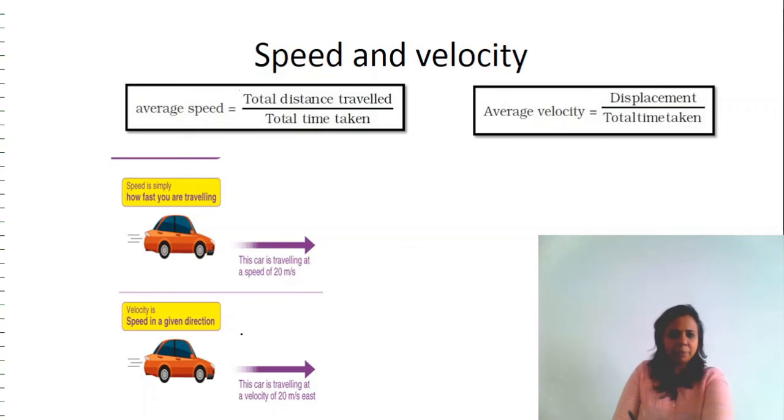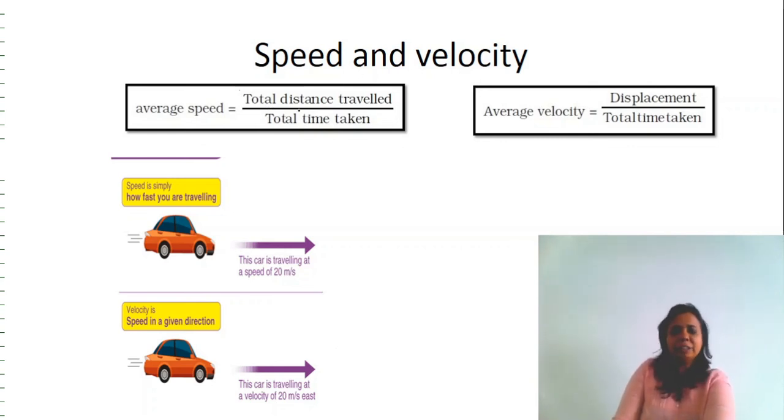Now take an example. Speed is only how fast you are traveling. You can see this car is traveling at a speed of 20 meters per second, but in velocity we must find a direction. Now you can see this car is traveling in the east direction, so in velocity we have to state the east direction. That is the total difference between speed and velocity.